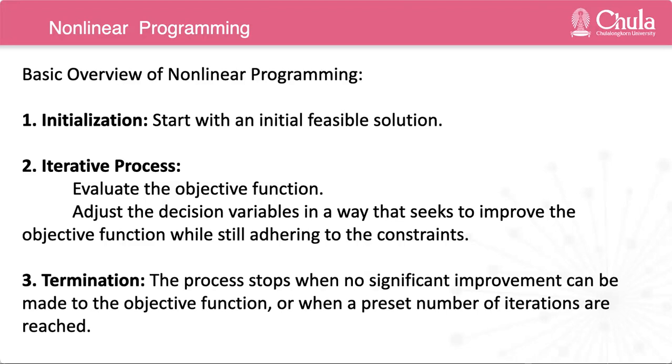We repeat this iterative process until we reach the terminal criteria, which is the last step, termination. The process stops when no significant improvement can be made to the objective function.